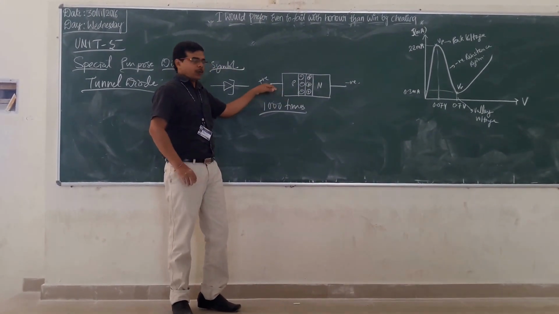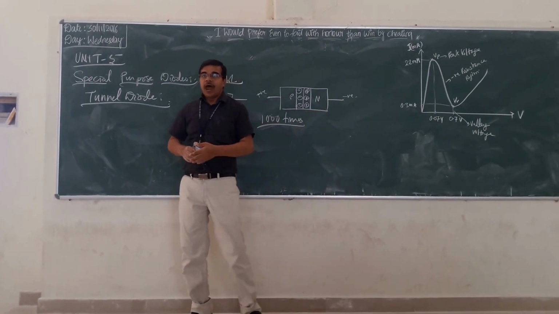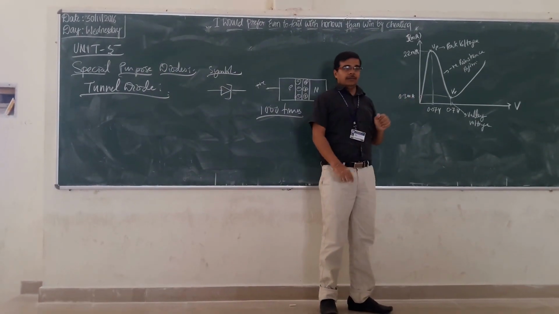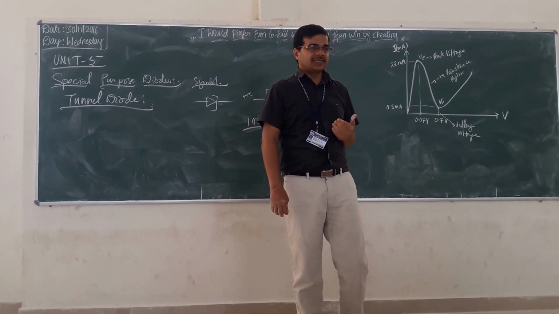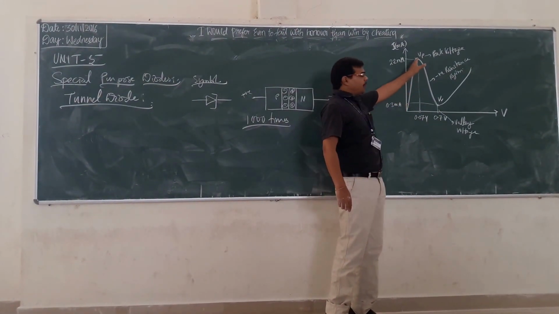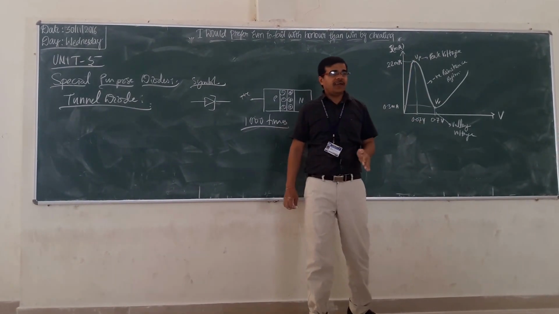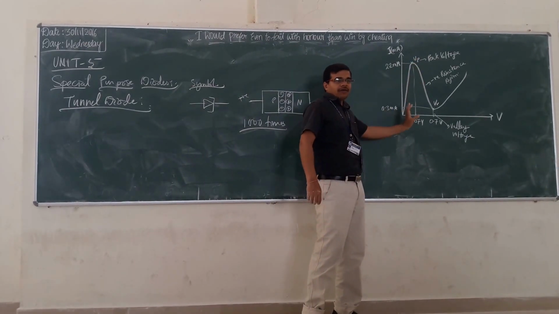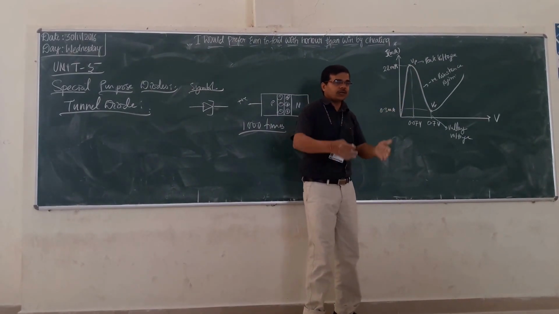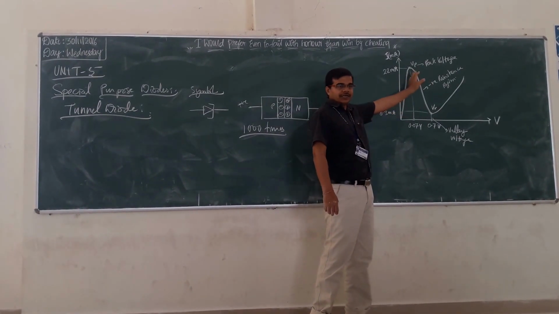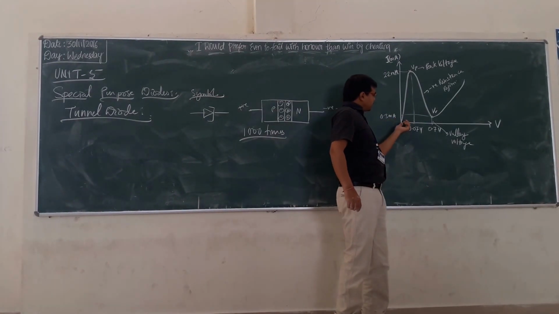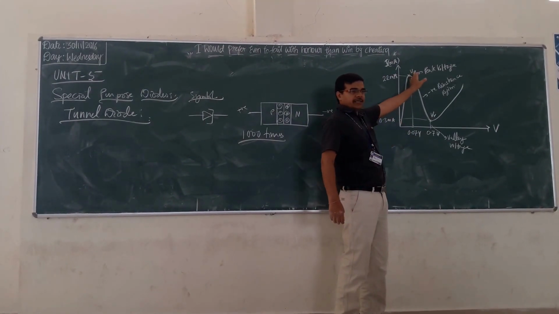Your P potential is connected to the positive and N potential is connected to the negative. As much more impurities are added here, with small input voltage, you will see that there is a sharp increase in current. Even without giving input voltage also, you will have a sharp increase in current. So what is happening? With a small increase in voltage, you will have a sharp increase in current.